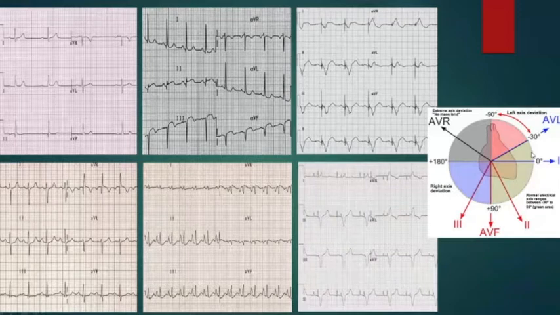Yes. Because you have negative AVF, that definitely means the axis is up or away from 0 degrees. Lead 2 can be positive till minus 30 degrees. So it's around here. Lead 2 and AVF are defining the axis. Have I answered the question? Yes, thank you.